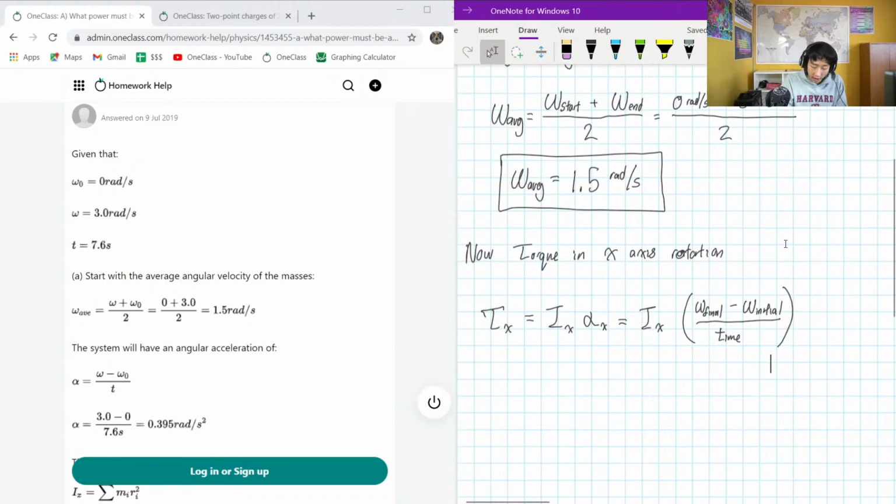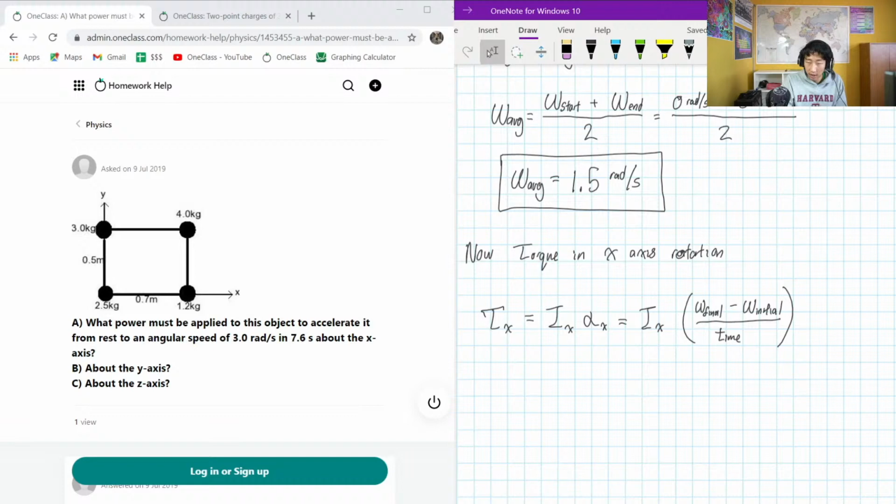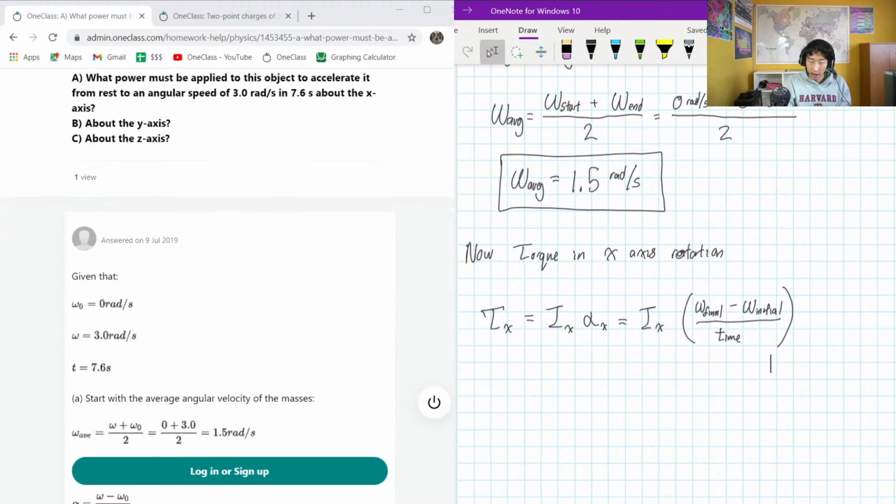Now for the moment of inertia, moment of inertia is like how difficult it is to rotate this stuff. So you see how if we're rotating about the x-axis, it's really only the 3 kilogram and the 4 kilogram up here that are going to contribute to causing difficulty in rotating. Because if we assume that the 2.5 and the 1.2 down here are perfectly on the line of the x-axis and they don't protrude outwards at all, they're not going to cause any increase to the moment of inertia of the system. So it's only going to be the 3 and the 4 kilograms that are relevant to this.